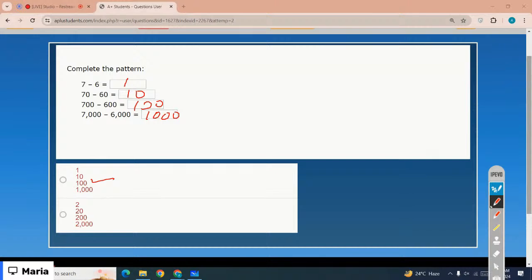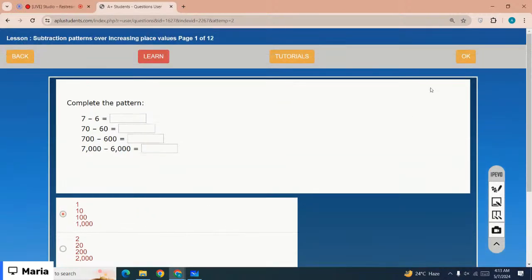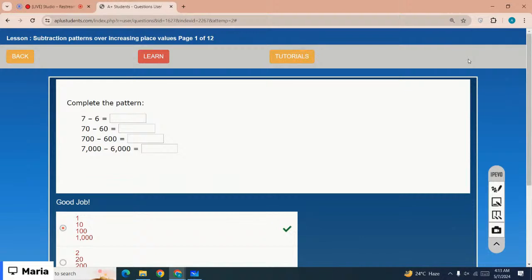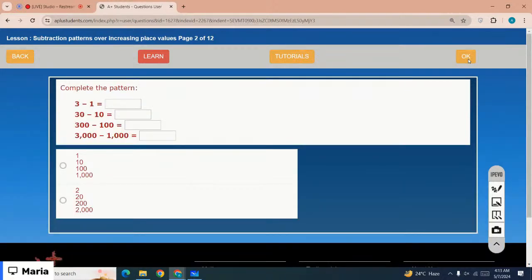Option number 1 is the correct option, right? The correct option is option number 1. Very good. Okay, complete the pattern. Which is the correct option? Option 1 or 2? You can take your time, find the answer, and write the correct option in the chat box. Which is the correct option?